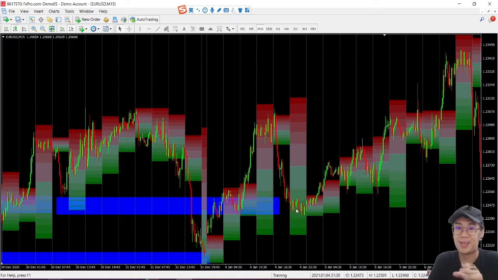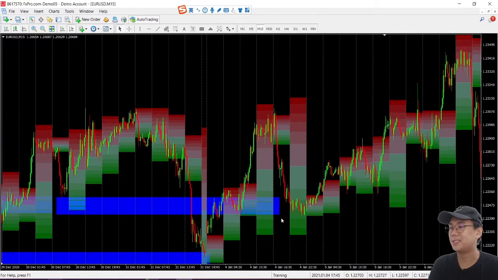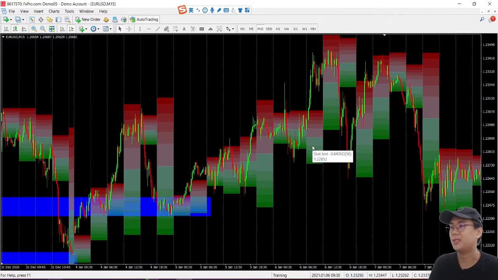Because the big money is still here. The big money is still holding this place, and you know what, they will still enter money. Whenever the price goes back here, they will enter again and again. So this is the place that will repeat again to be support and resistance, if you want to call it in that way.